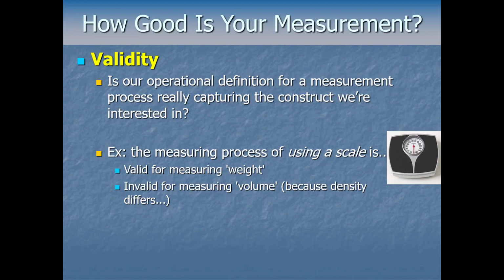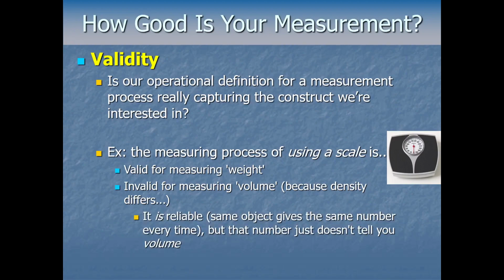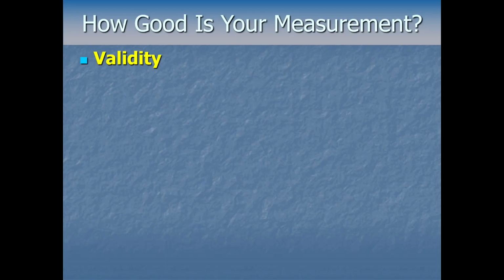So in this case, you're using the wrong process for measuring the variable you're actually trying to get at. Now notice, as silly as it is to measure volume with something like a bathroom scale, that would be reliable. It wouldn't be valid, but it would be reliable, because the same object, like a 5 cubic foot box full of bricks, will give the same number on my scale every time. It's just that number doesn't tell you what you want. It's not telling you about volume. So that's the kind of thing validity is about. Is it telling you the kind of thing you want?